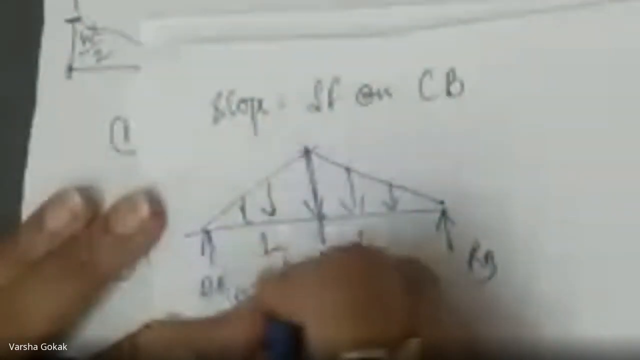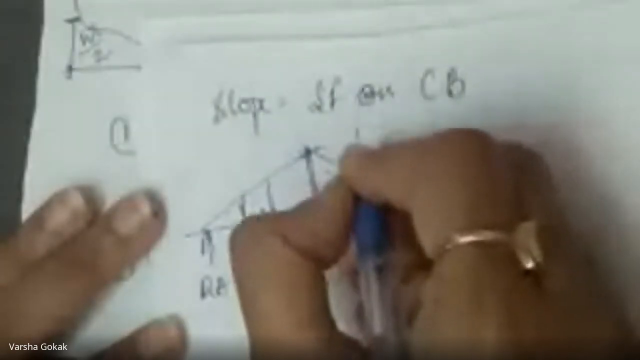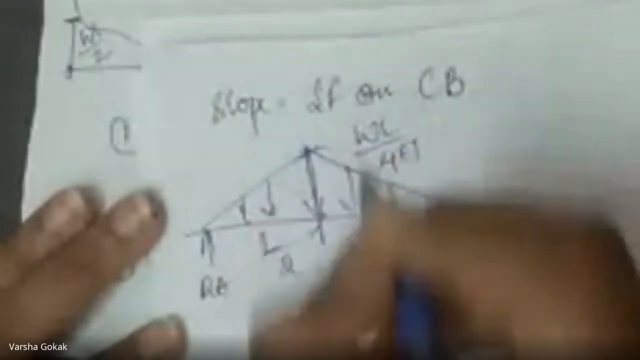I'll just note it here. This is your B, this is your A, RA, RB, right? The loads are coming like this. This is the center point. This is L by 2, this is L by 2. I know this value, this is WL by 4EI.